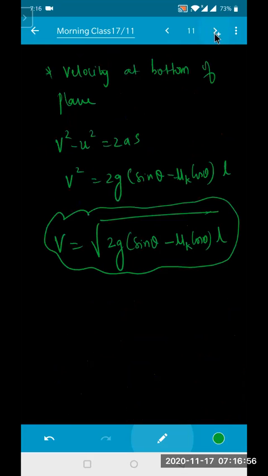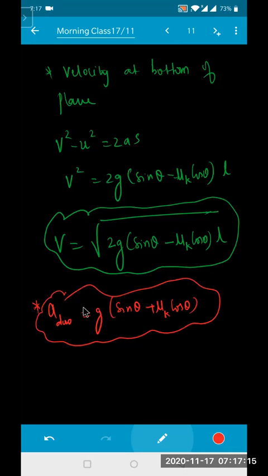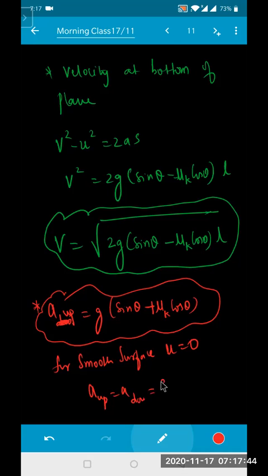Tell me the acceleration down the inclined plane formula. Acceleration down the inclined plane is equal to how much? g into sin theta plus mu k into cos theta. If it is a smooth surface, this is down or up? This is up, right? This up one is up because I have taken positive here. Down, we already got negative. Acceleration to go up is g into sin theta plus mu k into cos theta. For smooth surfaces, mu value will be equal to 0. So acceleration up or acceleration down for smooth surfaces will always be equal to g into sin theta.